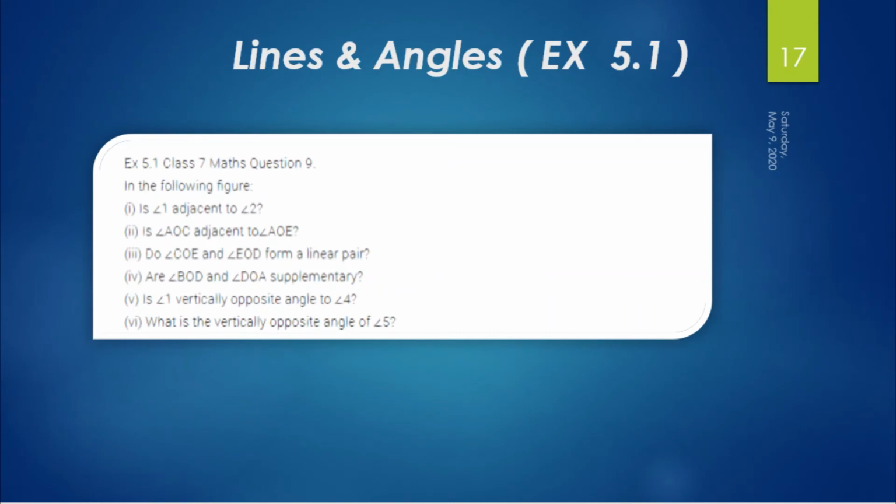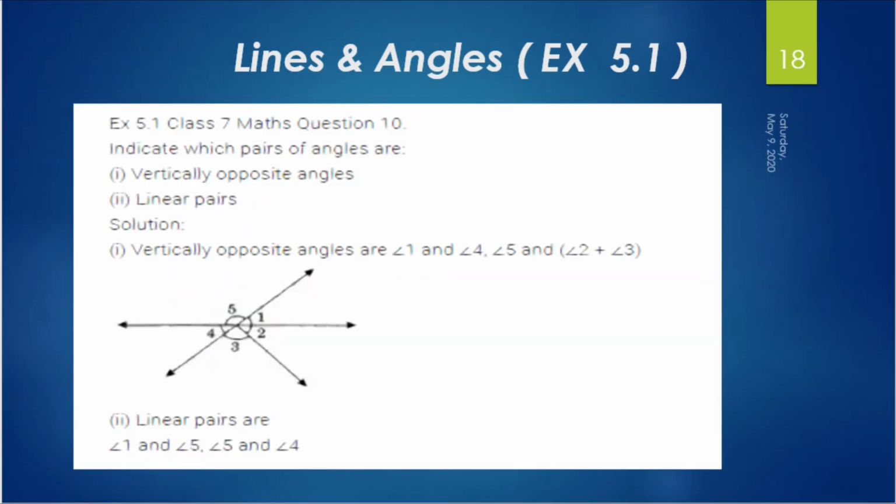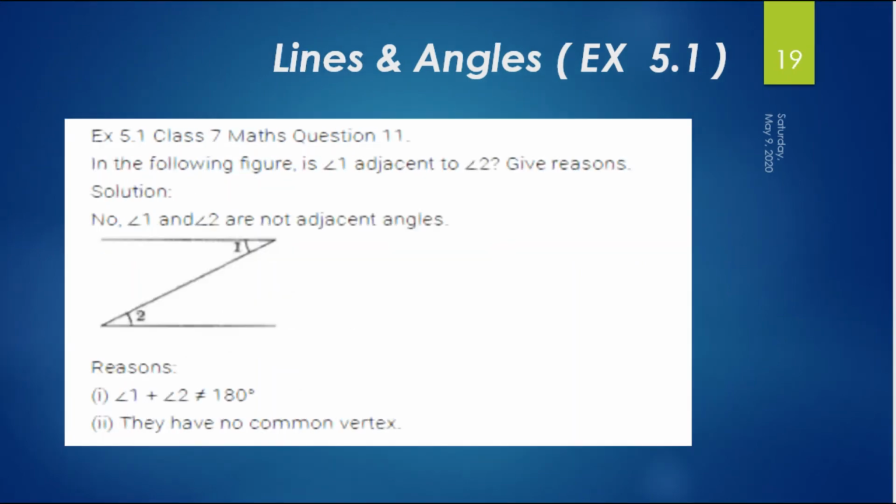Moving to question number 9, in the following figure. I have given the question here, but you will try to solve the answers yourself. Question number 10: indicate which pairs of angles are vertically opposite angles and which are linear pairs. Vertically opposite angles are 1 and 4, and 5 and 2 plus 3. And the linear pairs are 1 and 5, whose sum will be 180. Similarly, 5 plus 4 is 180. By looking at the figure, you can find this out.